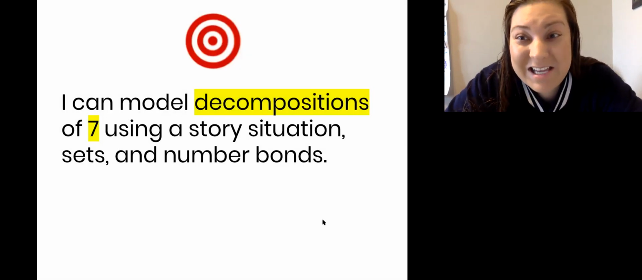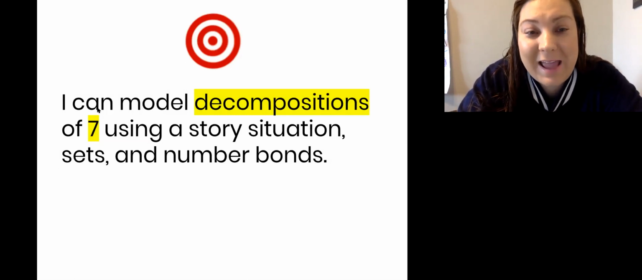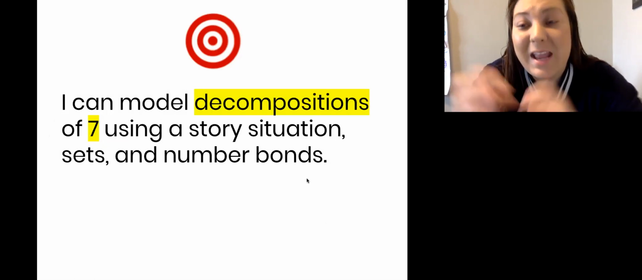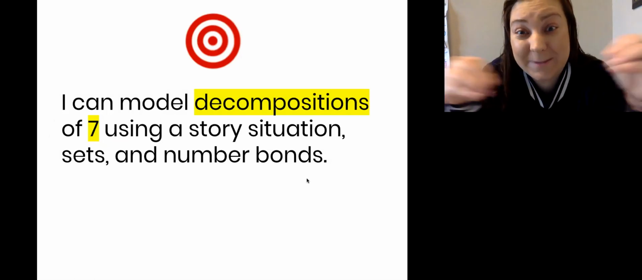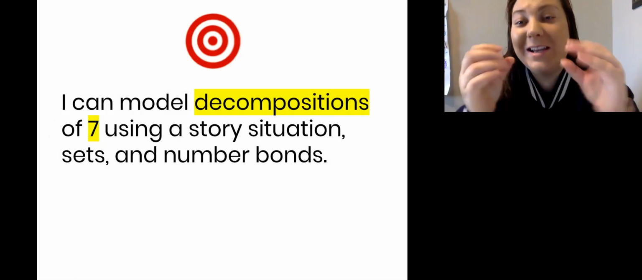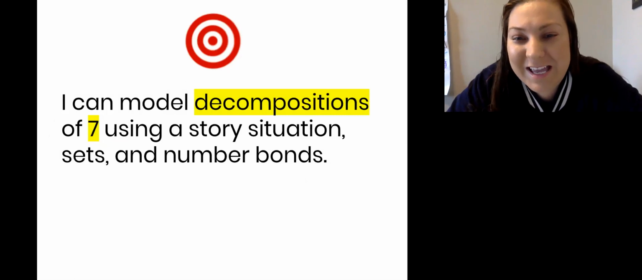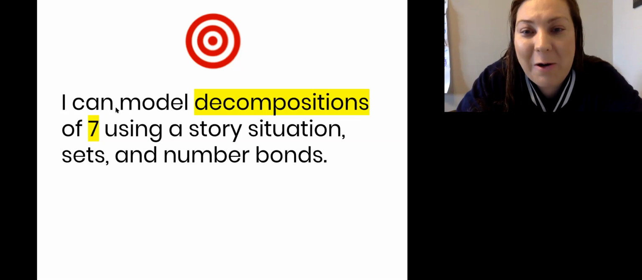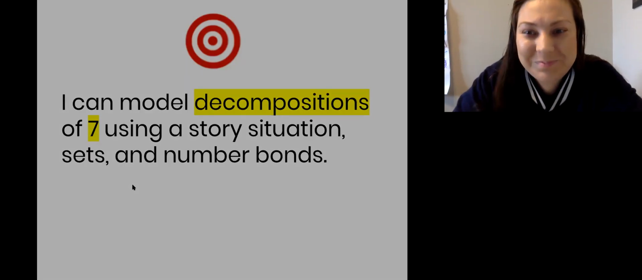All right, now that you're ready, point to the words as I read our learning goal. I can model decomposition of 7 using a story situation, sets, and number bonds. So scholars, today we're going to use the number 7 and we're going to take 7 and break it into parts. So say decomposition, taking apart, breaking it into parts. And we're going to use different strategies to figure out combinations that make 7 super exciting.